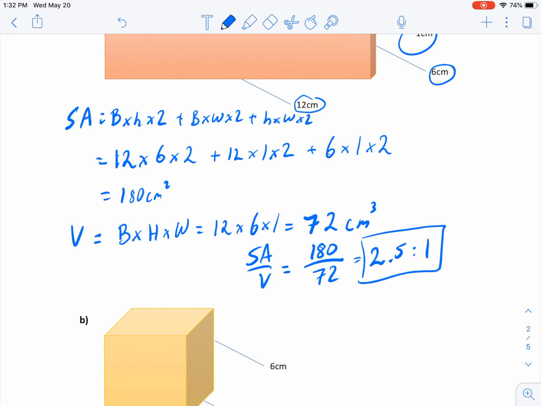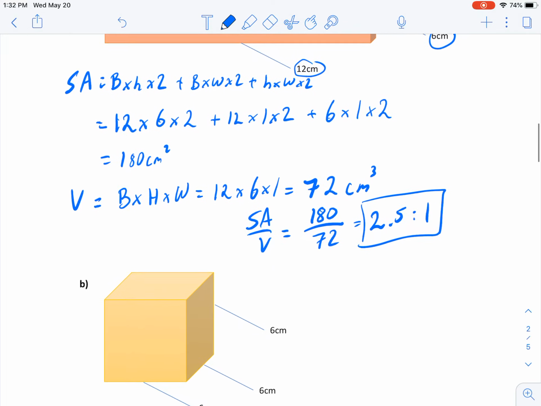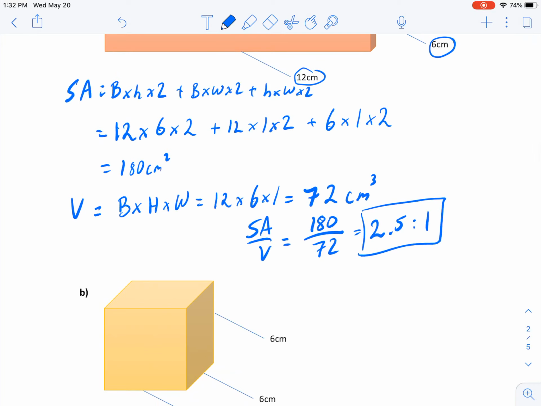It's just 2.5 because it's 2.5 surface area to 1 unit of volume. It's just a ratio that we use. We don't use units for this. We just care about that 2.5 to 1 ratio. Basically, for every 1 centimeter cubed of volume, we have 2.5 centimeters squared of surface area.